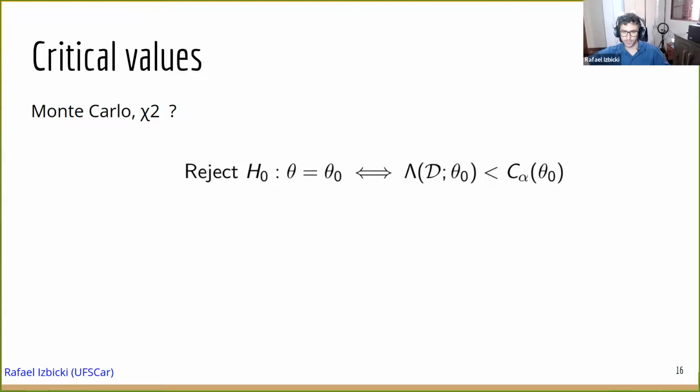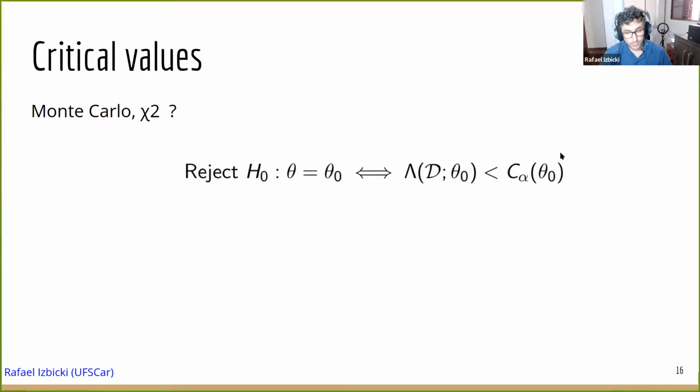You have your null hypothesis, you can simulate many data points at your null hypothesis using the forward simulator. And then what you can do is, you simulate many data sets under the null, you compute the test statistic for each of these data sets, and then you just compute the alpha quantile of this distribution. So that's really one natural way of estimating these cutoffs.